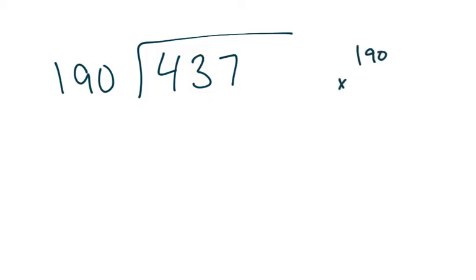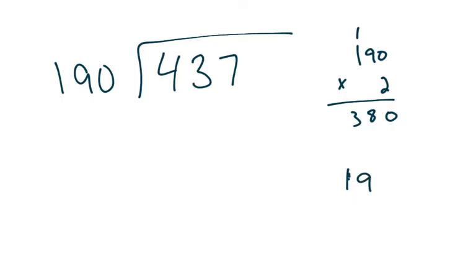I know 190 times 1 is itself, so I'm going to start with 2. I'm just going to multiply by each multiple, starting with 2, then multiply by 3, and then 4 to see if I can get a number that is close to, but not over, 437. So 2 times 0 is 0. 2 times 9 is 18. 2 times 1 is 2, plus 1 is 3. So we got to 380.